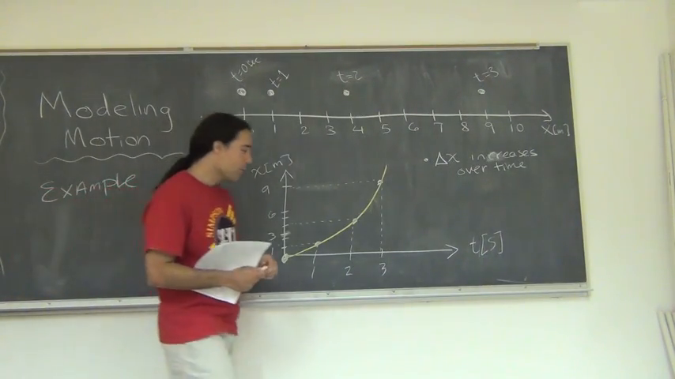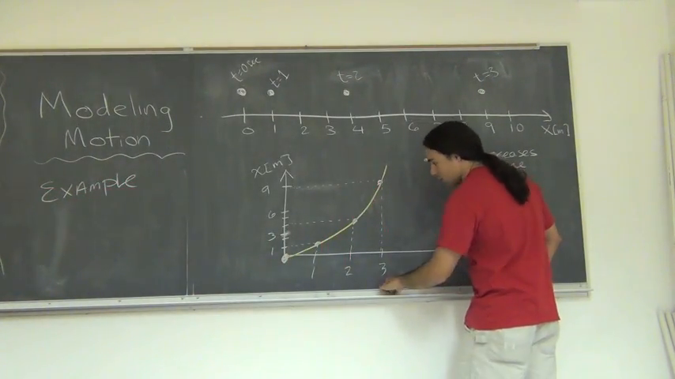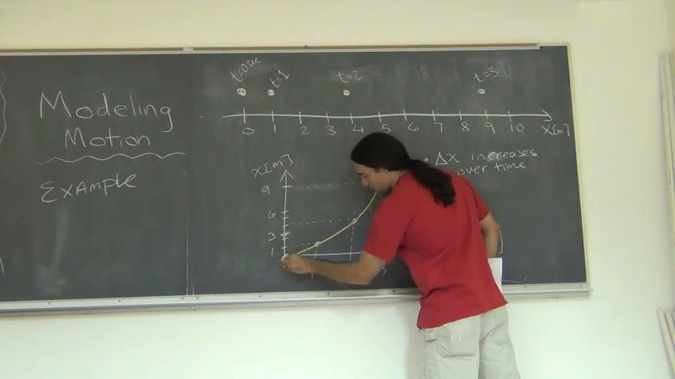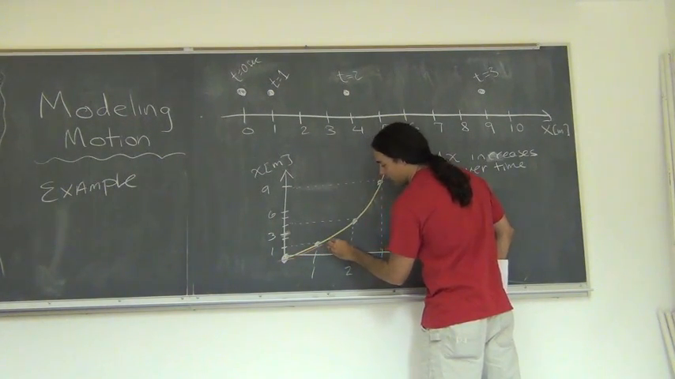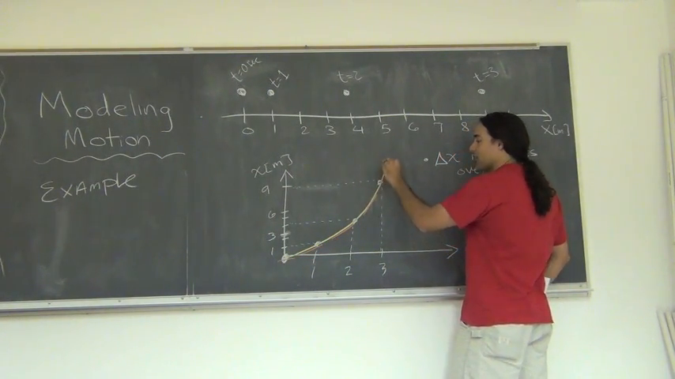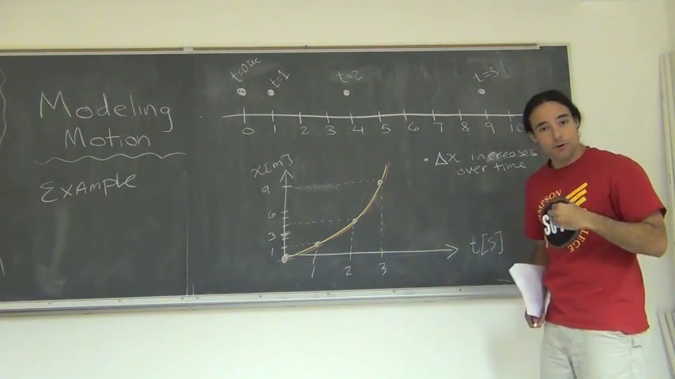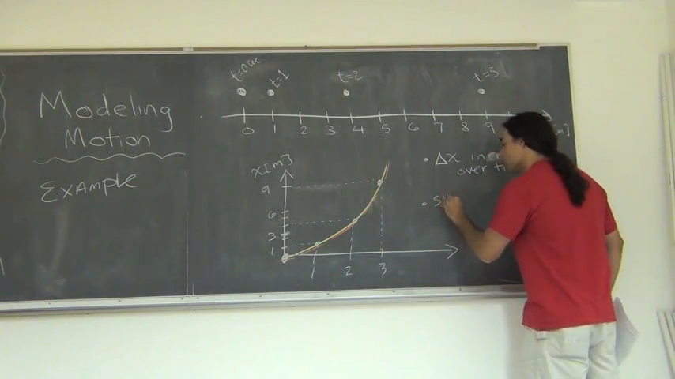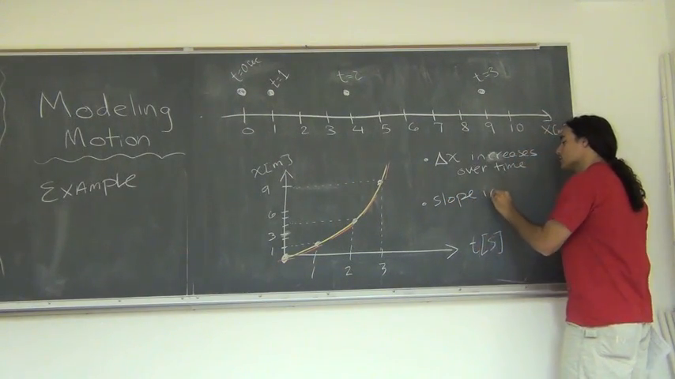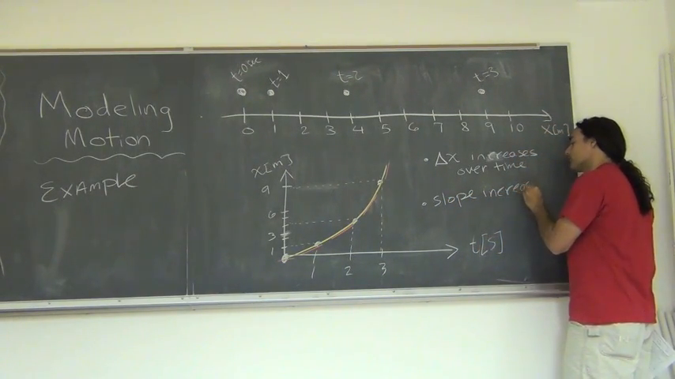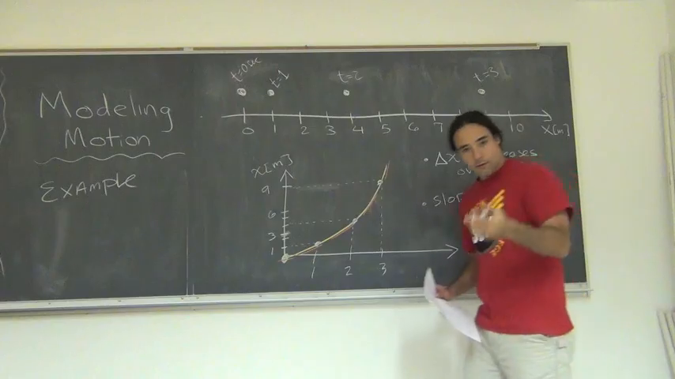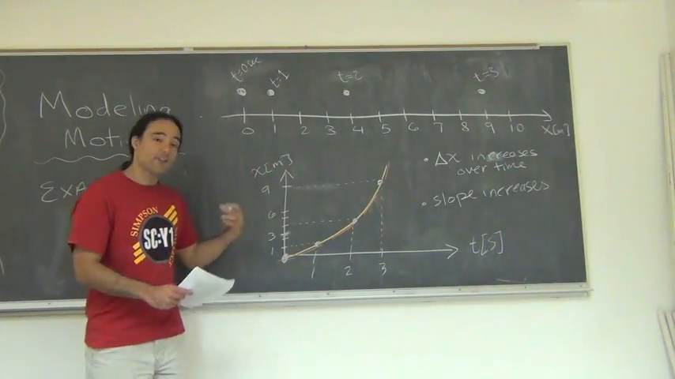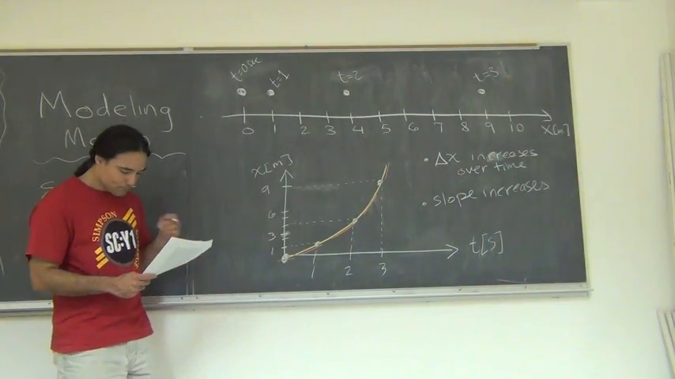Similarly, if I look at the slope of my graph, here's my slope initially, then I have this slope, then I have this slope. You can see that slope is getting steeper and steeper. So we can see that my slope increases. Every second, my slope is getting steeper and steeper.